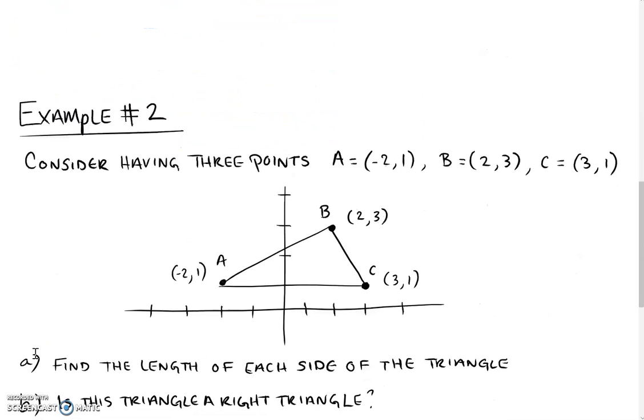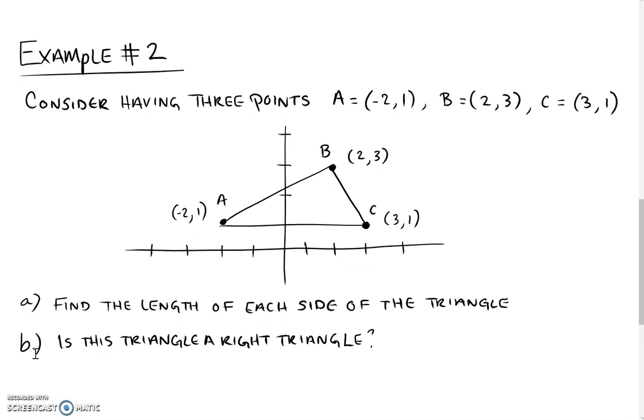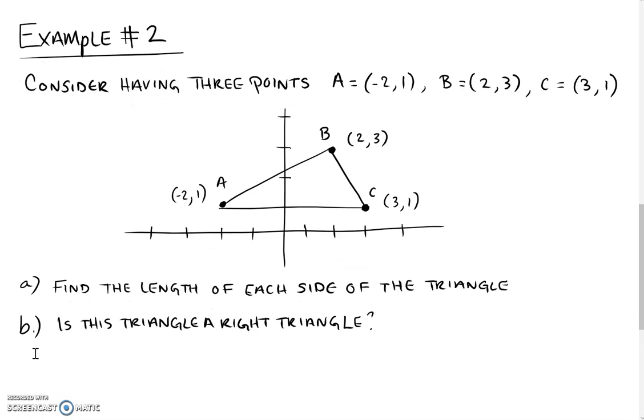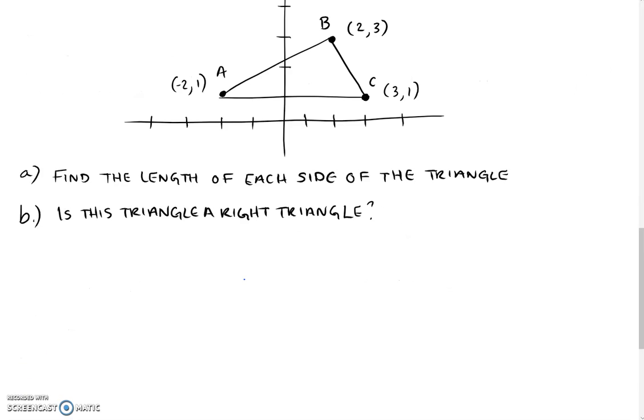Example number 2 is a little bit more in depth. We have 3 points to start off with. We have to find the length of each side of this triangle, and we have to determine whether this triangle is a right triangle or not. So let's go ahead and look at part A. Part A wants us to find the length or the distance of each side of this triangle.